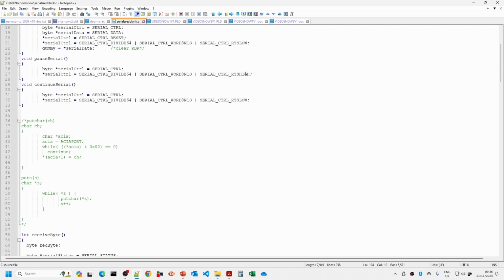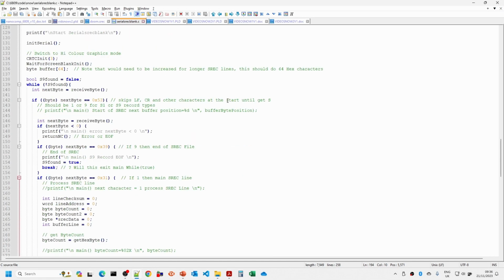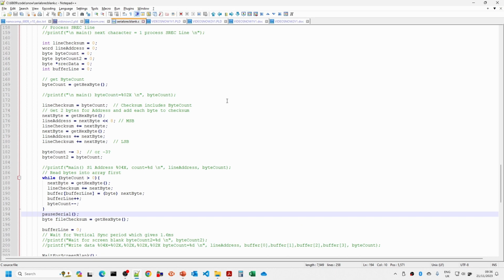So all they do is either make request to send high or make it low. So to pause we send request to send high, to continue we make request to send low. Generally RTS is always low unless we expressly do otherwise. The reset normally sets RTS low.